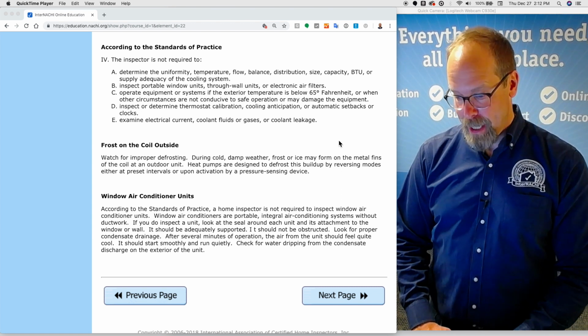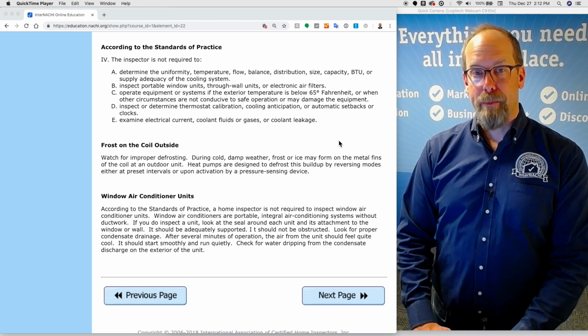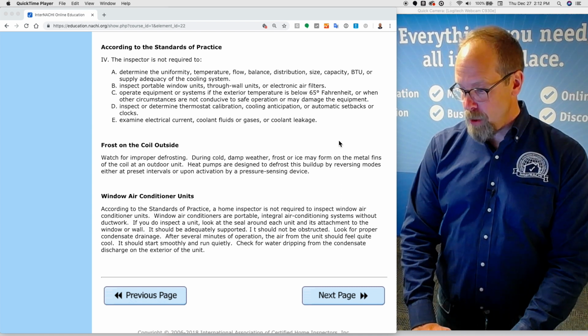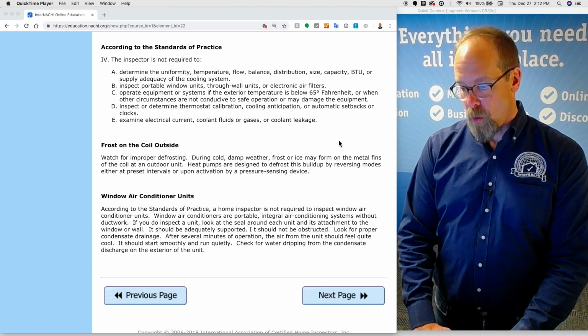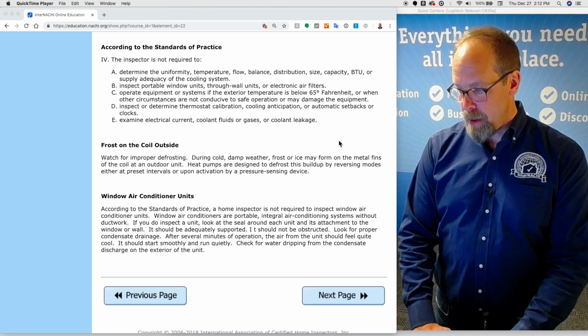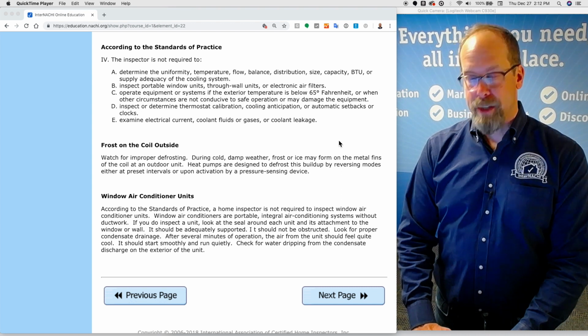Look for proper condensate drainage. After several minutes of operation, the air from the unit should feel quite cool. It should start smoothly and run quietly, and check for water dripping from the condensate discharge on the exterior of the unit.